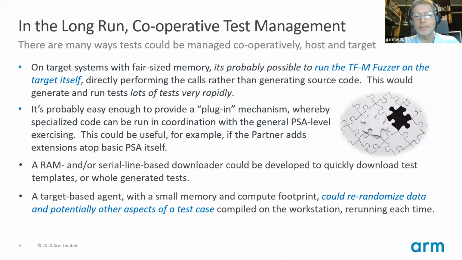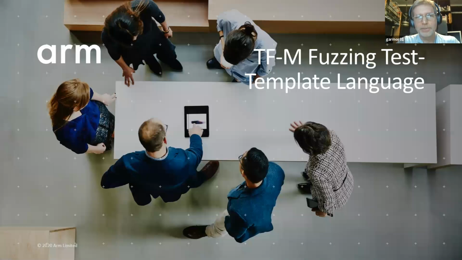Another thing we could do is create a RAM-based downloader, a serial line type downloader, so that you can load tests much more quickly than usual Flash programming times. Another cooperative approach between the host and the target would be to create a target-based agent that can run the same test, loosely speaking, but re-randomize the data and some other aspects of the test, and run it multiple times for each time you download it. So there are a lot of ways we can generalize this, but for the moment it is strictly a host workstation-based code generator. But obviously, the whole point of open source is to make things more flexible wherever possible.